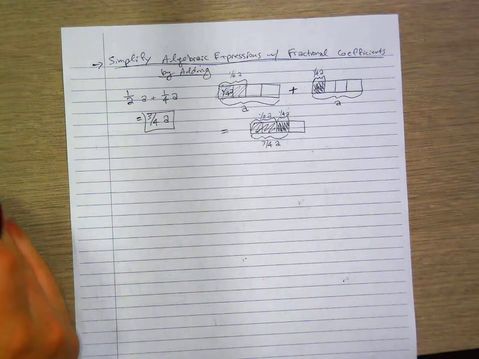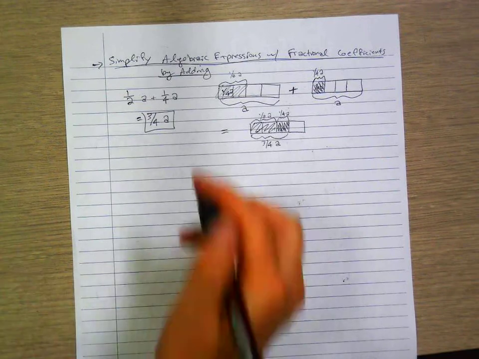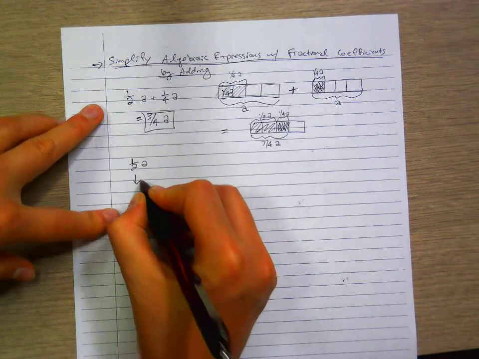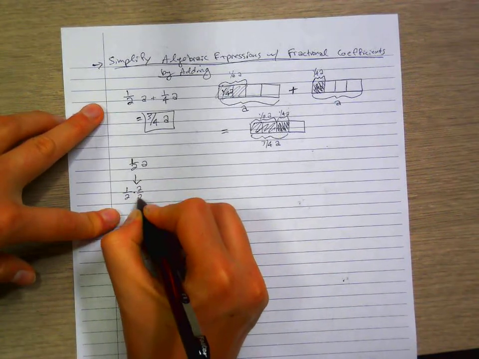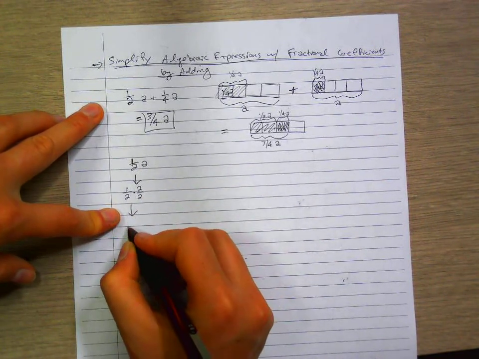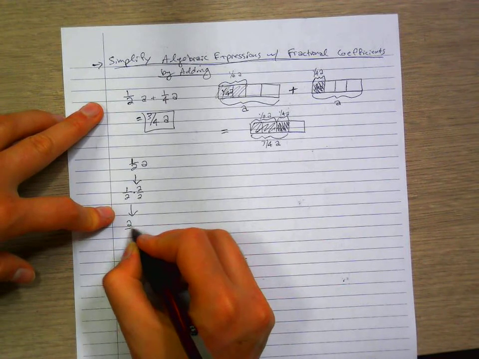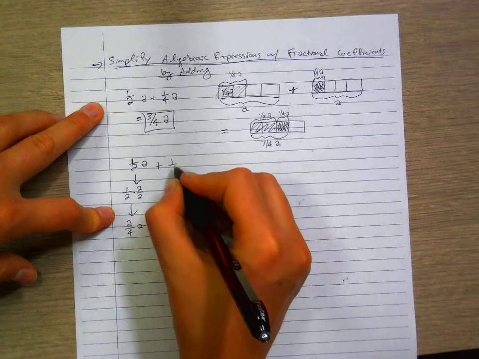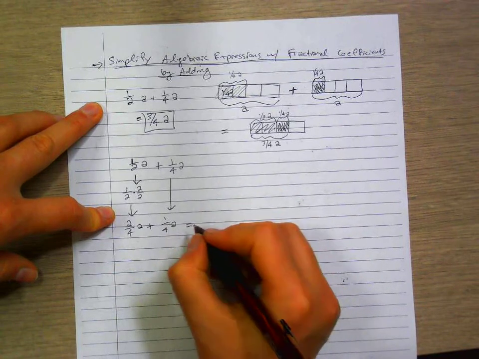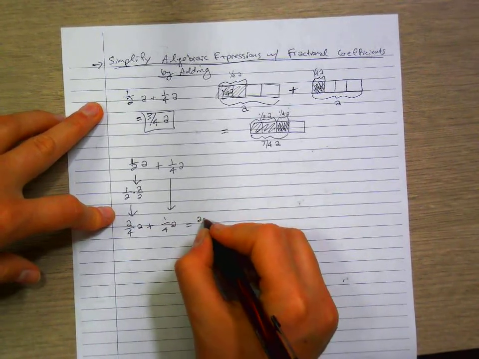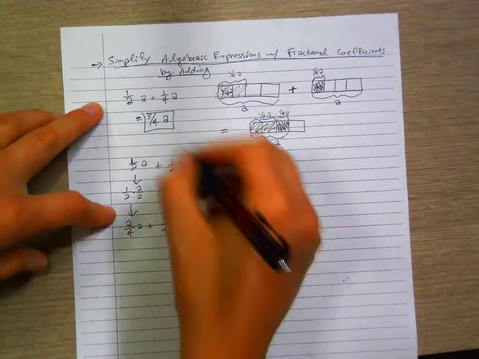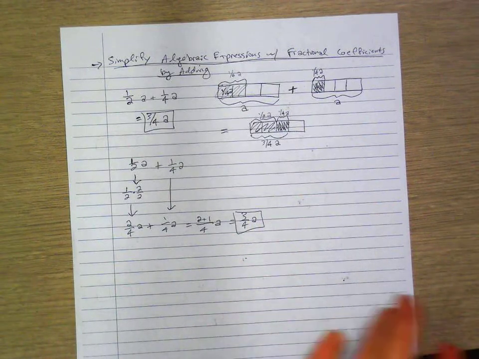Okay, you could also do this by just adding these two coefficients, finding the least common denominator. So 1/2 a becomes 1/2 times 2/2, which becomes 2/4 a, and then that's plus 1/4 a. We don't need to change that, so it just stays as 1/4 a, and then that would equal 2 plus 1 over 4a, which equals 3/4 a. Same thing we found up here, so just kind of two ways to do it. You could do least common denominator, or you could do the bar model.